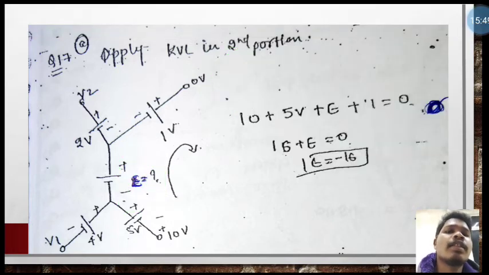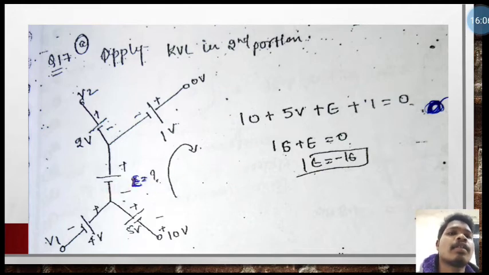Now see, this is the circuit. Here V1 is given, V2 is given, 0 volt, 10 volt, and with the 5 volt, 4 volt, 2 volt, 1 volt, and this is the combination of all the circuit.